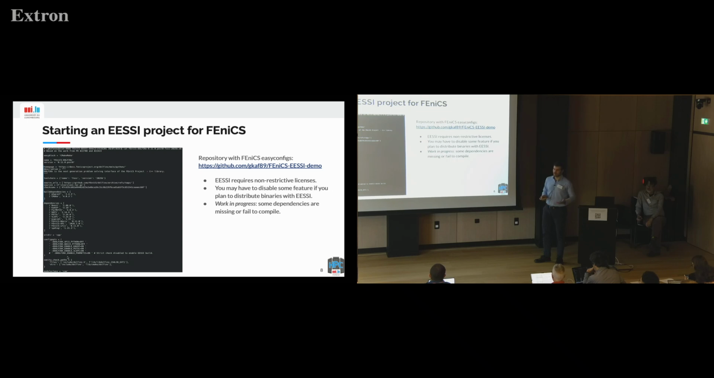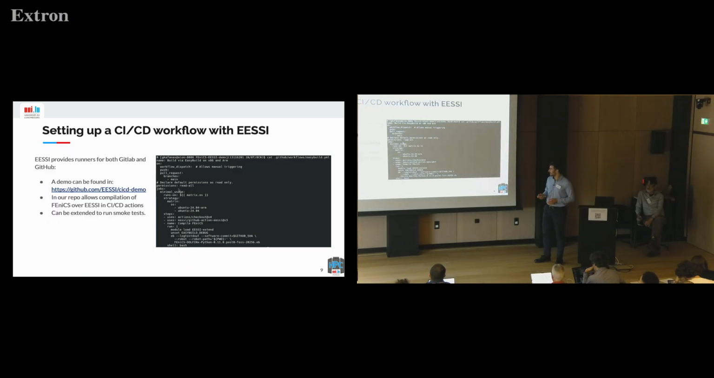And then you can use EasyBuild to build it. Some things to note: if you plan to ship your software with Easy, they avoid restrictive software licenses. So for instance, things like Parameters that has a more restrictive license is avoided in official builds of FEniCS. And after that, you can just call the EasyBuild command and it compiles your software.